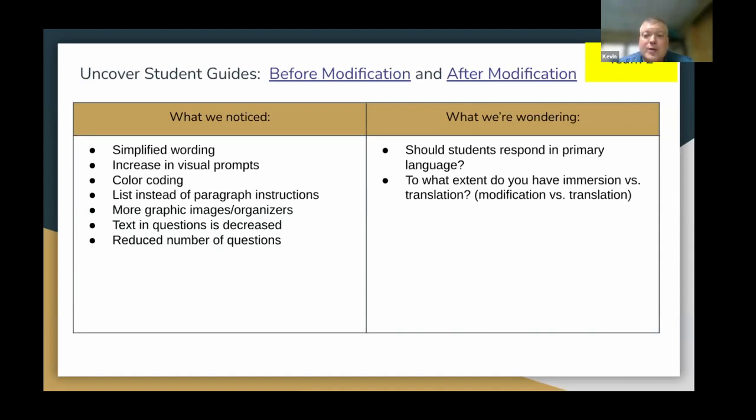So immersion versus translation or modification versus translation. Those are two different questions. Our ELL teachers, the ones that run our newcomer program, want us to push using English. So if they're going to use the bathroom, if they're going to make requests and things like that, they really want the kids to practice using English.